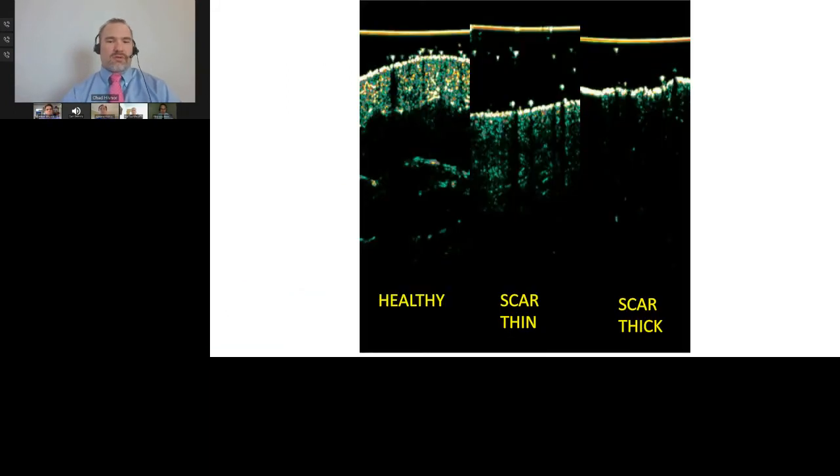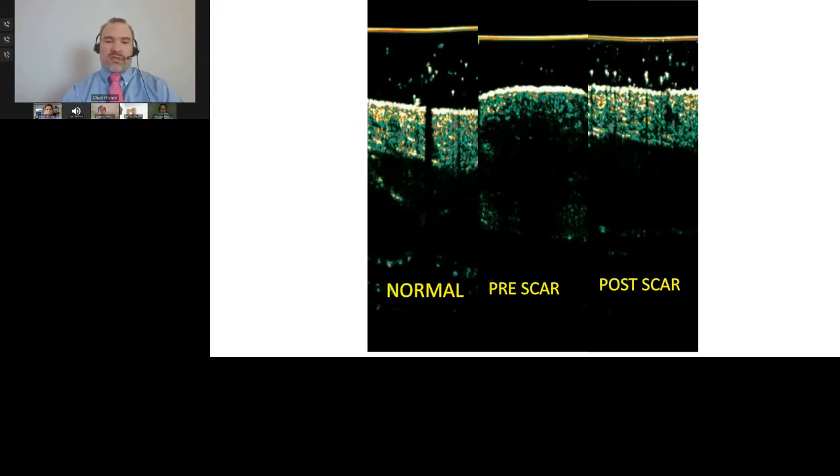How this looks via ultrasound: you have normal, healthy skin on the left, a thin scar in the middle, and a thick scar on the right. What we can do is, after one treatment, again, just as a point of reference, normal skin with a treatment, pre-treatment area, as well as one deep fractionated laser, and you can see the amount of improvement that you get with just one treatment.